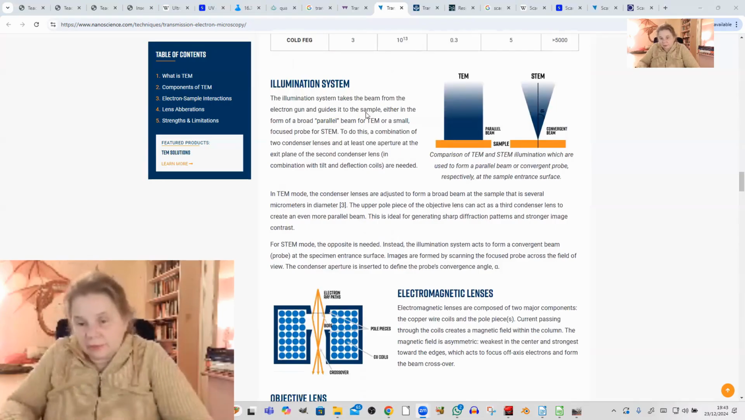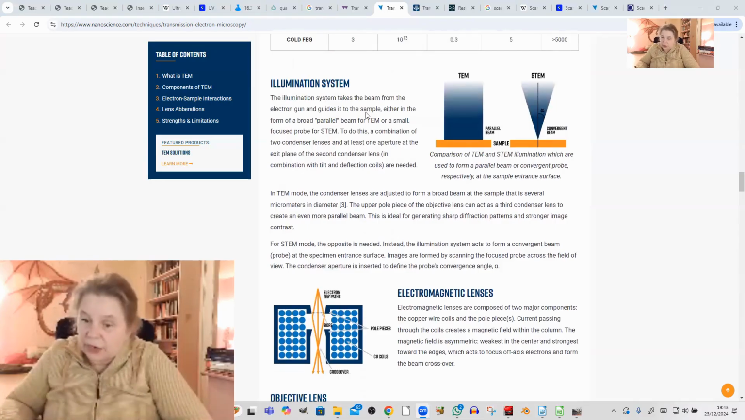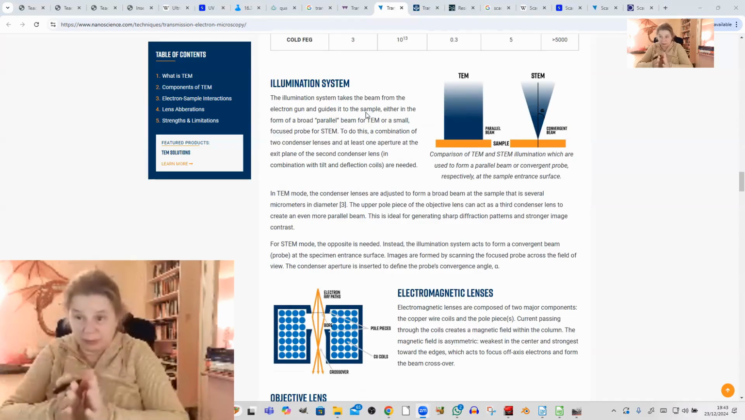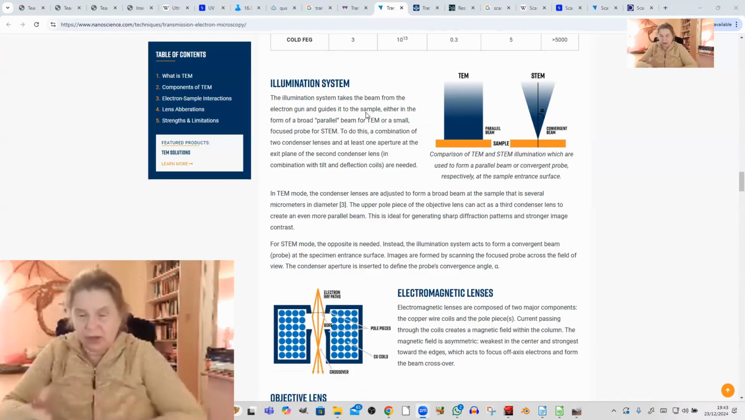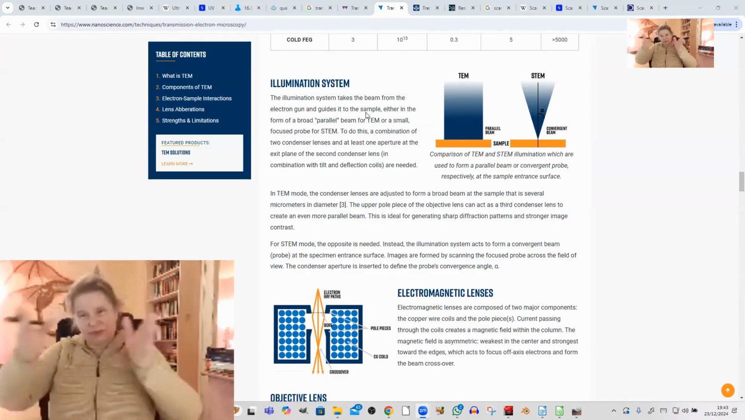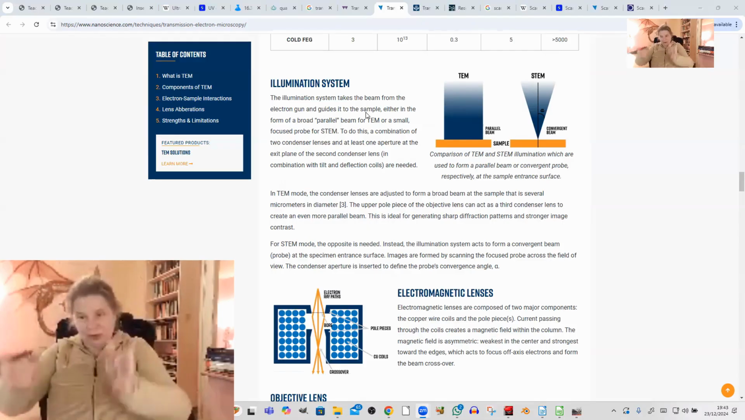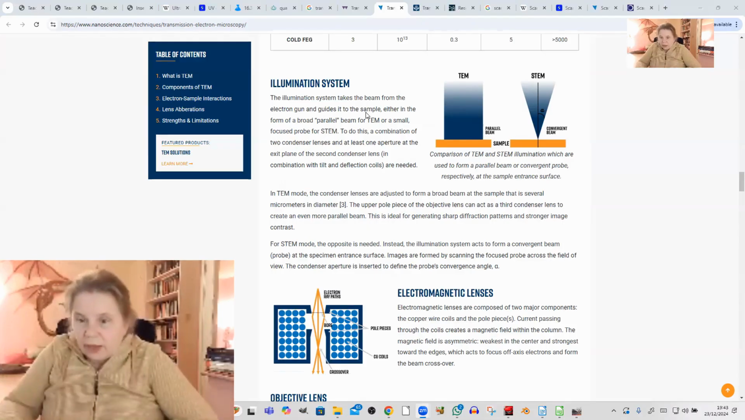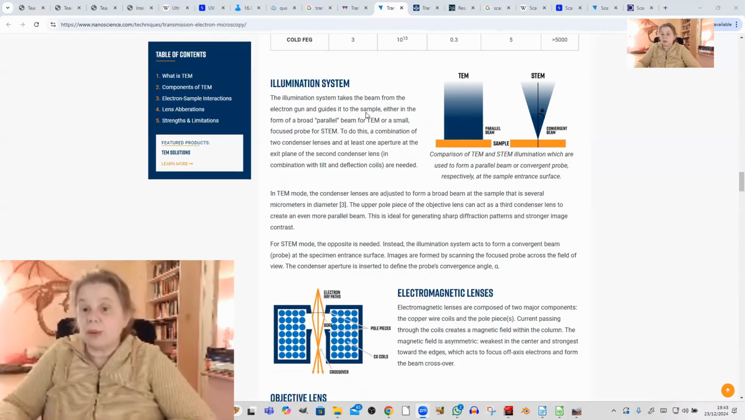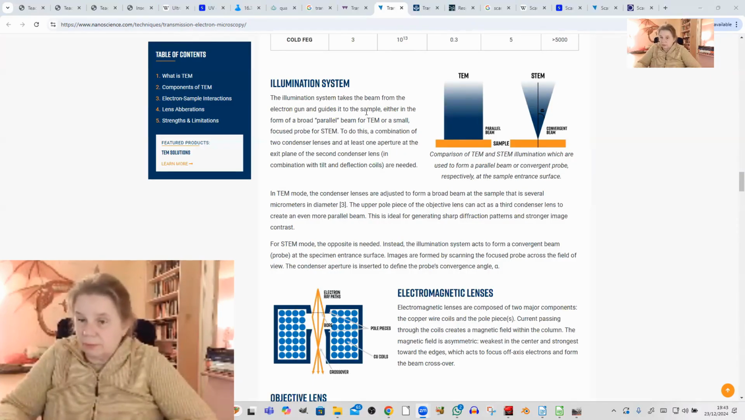Okay, and it's quite interesting. They talk about the electromagnetic lenses. Can you see here? It actually shows the tube as being really narrow. It really is narrow, and so the electrons don't get a chance to deviate much from parallel. And TEM, which is what you need to know about, is where you have a parallel beam hitting the sample.